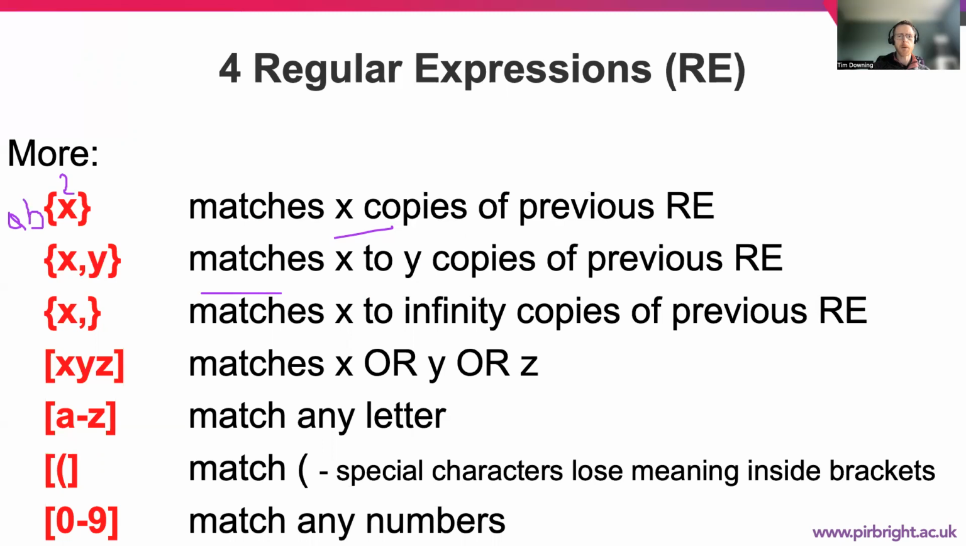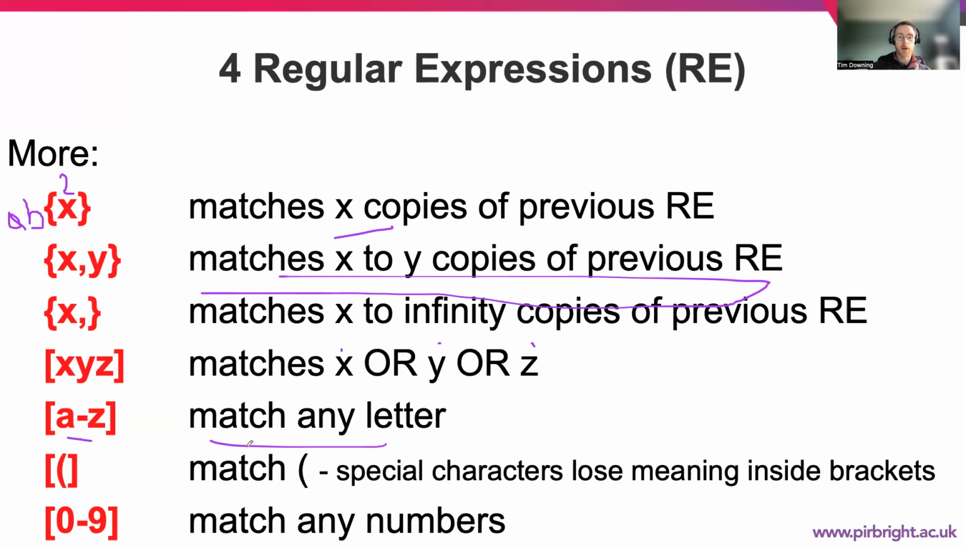If we want a particular range of matches, we can put 2 values in here: X comma Y, maybe 2 to 3 copies of that expression. If we put in a comma with nothing at the end, it's X to infinity of the expression. If we put these 3 letters in square brackets, we're saying to Python that we're matching X or Y or Z, so any of these will match. In the same way, if we want to match any letter, instead of writing out every single letter of the alphabet, we can just use A-Z.